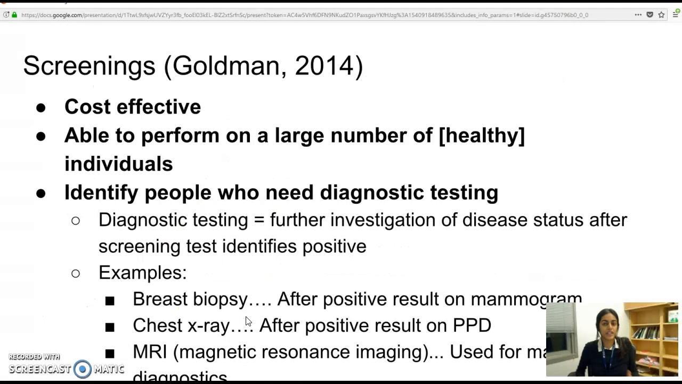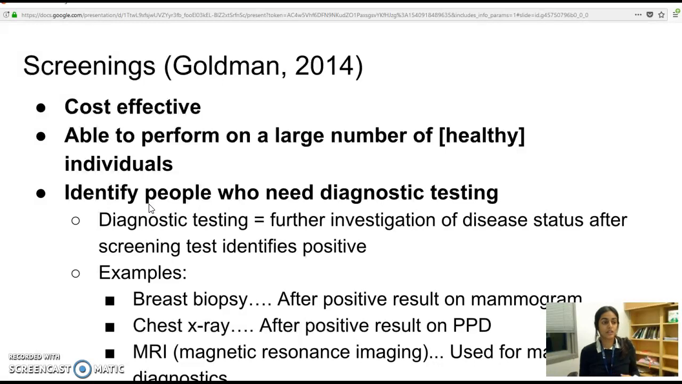So screenings is a huge topic for every disease, for GI screenings, for cancer screenings, for depression screening, for trauma screen. There's all kinds of screenings. And the idea in the big picture is that they should be cost effective, that any screening program should be able to be performed on a large number of healthy individuals, that is a general population of people, and identify patients or those who need the next step of diagnostic testing.